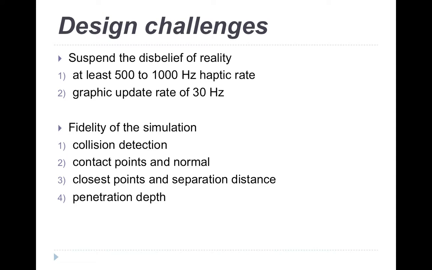The collisions between objects are detected using proximity queries. Specific types of proximity queries are collision detection, contact points and normals, closest points and separation distance, and penetration depth. These queries become significantly more difficult when one is modeling deformable objects, such as cloth, strings, or organs.